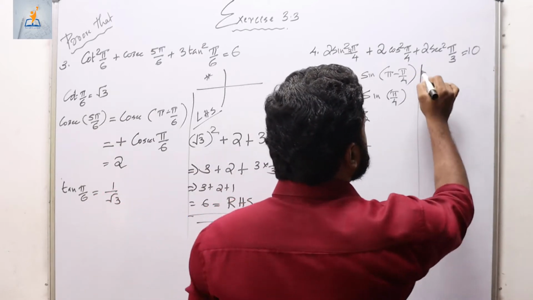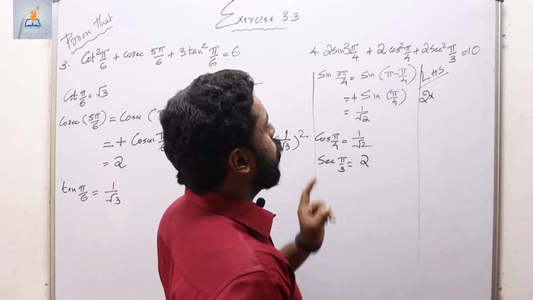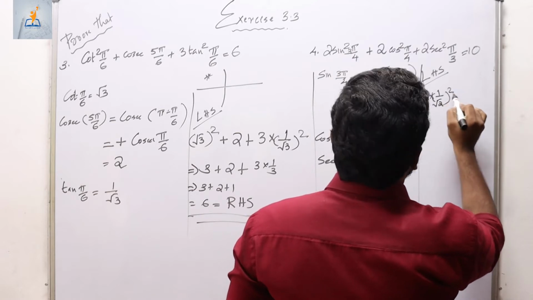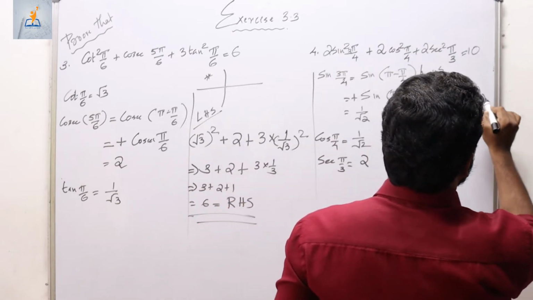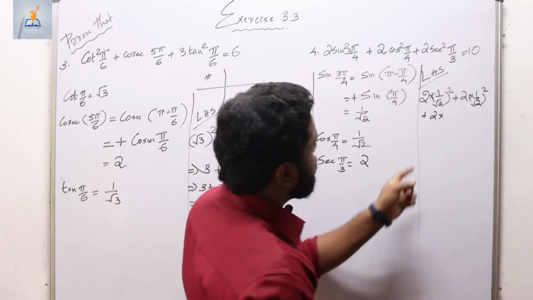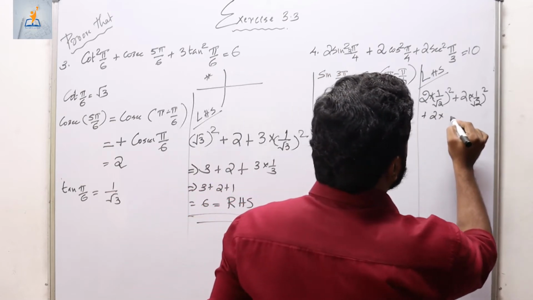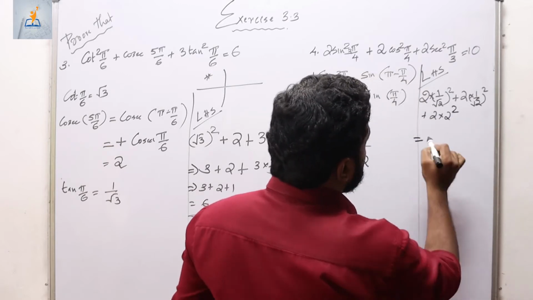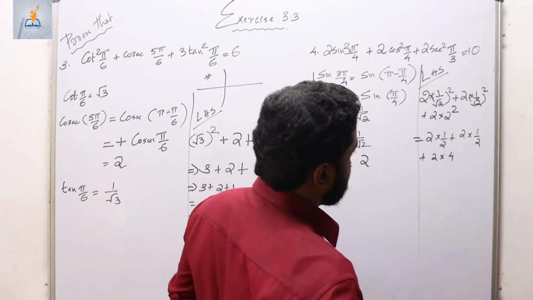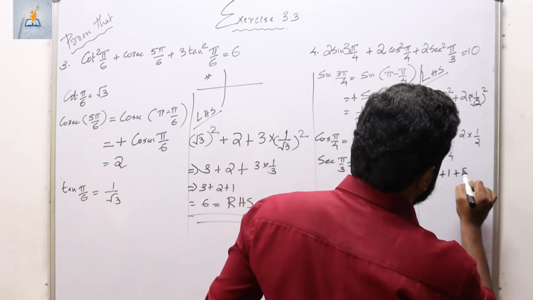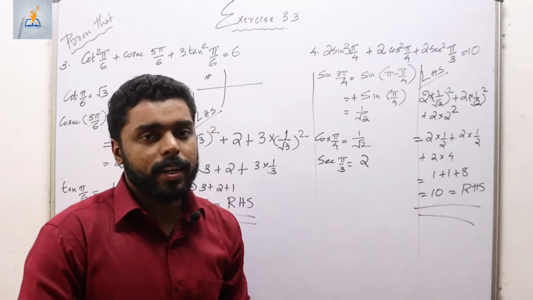Now we shall substitute all these quantities to the left hand side. The left hand side becomes 2 into sine square 3 pi by 4 equal to 1 by root 2 square, plus 2 into cos square pi by 4 equal to 1 by root 2 square, plus 2 into sec square pi by 3. So we have sec pi by 3 equal to 2, so sec square pi by 3 will be 2 square. So it will become 2 into 1 by 2 plus 2 into 1 by 2 plus 2 into 4, isn't it? It is equal to 1 plus 1 plus 8 equal to 10 equal to RHS. So again LHS is equal to RHS, hence the result is also proved.